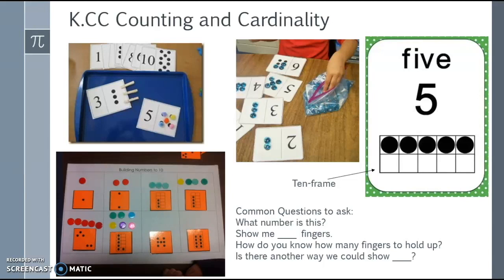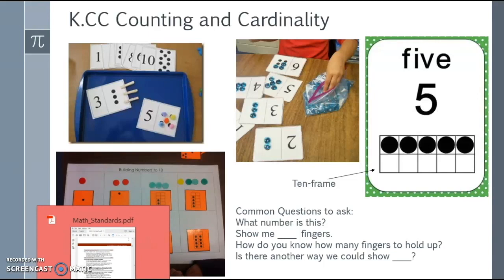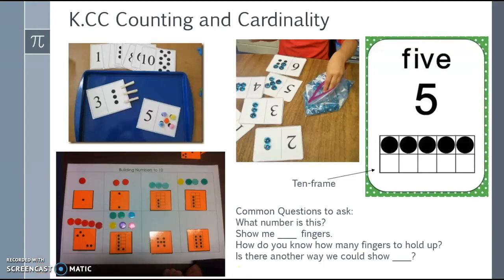Some common questions you might ask students: what number is this? Show me this many fingers. How do you know how many fingers to hold up? Is there another way we can show, for example, the number 5? On the bottom left here, we've got 5 dots, and then we have 5 chips lined up along the top. Is there another way we can show 5? Maybe they might bring the puff balls, etc. So asking and repeating the same questions, just asking differently and about different properties of numbers, is key to kindergarten.